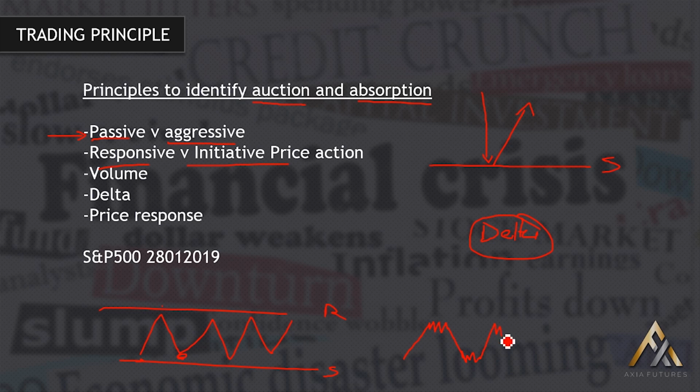Price bids up, we get two-way trade. Price offers, we get two-way trade. And that's the nature of responsive and initiative. Now, again, it's not always as straightforward as a pattern like that, guys.